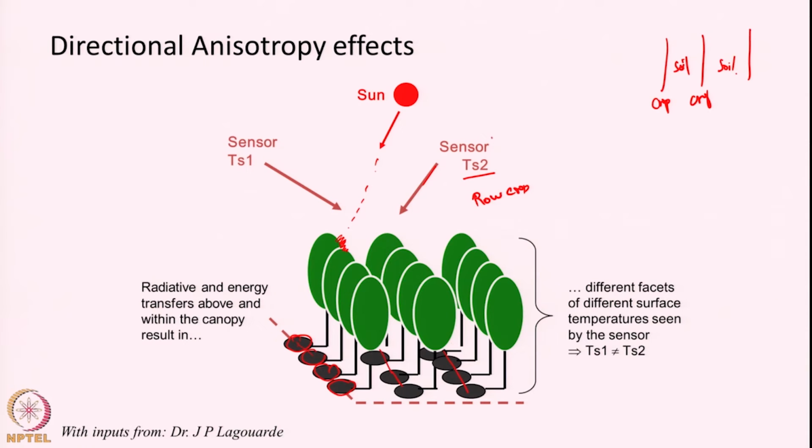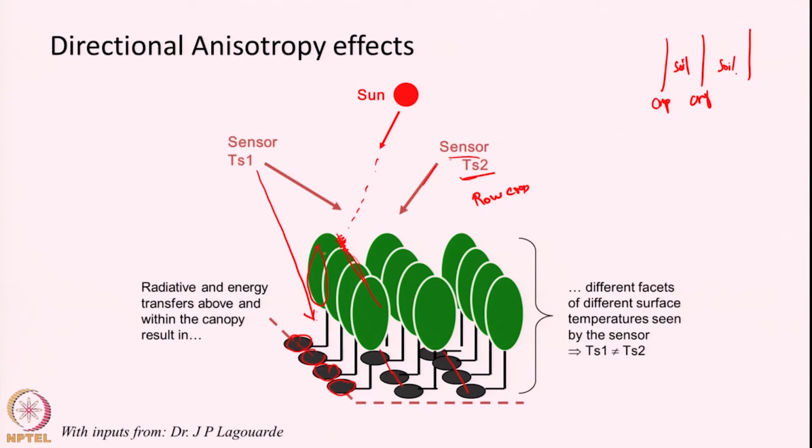Say some sensor is observing from this side, the same side as where the sun is. This sensor will most likely see the sunlit portion of the canopy, which is experiencing direct sunlight. This will make the canopy appear warmer. Similarly, let us say some other sensor is looking from this direction. If it is seeing the soil part, it may observe a mix of cool soil and the shaded portion of the canopy. The other portion of the canopy is sunlit, this portion is shaded.